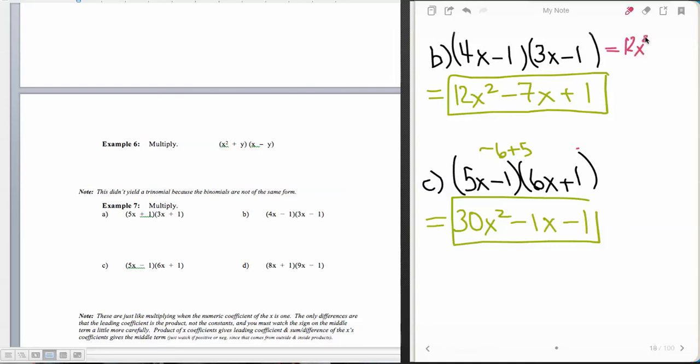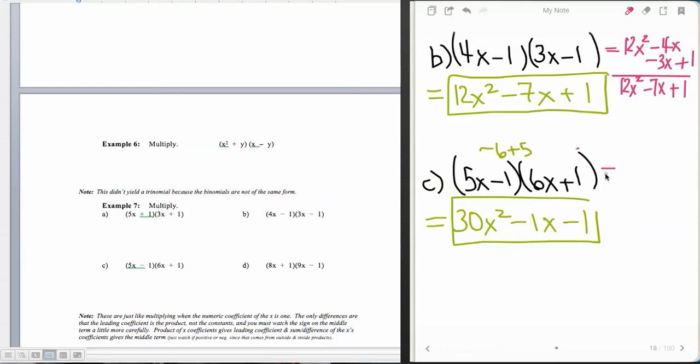have outsides, which are 4 times a negative 1, which gives us a negative 4x, and then a negative 1 times a 3, which gives us a negative 3x, and then finally a negative times a negative, which is a positive here. And so we have 12x squared, and then negative 3 and a negative 4, which is a negative 7x, and then plus 1. And so you see we get the same answer there.